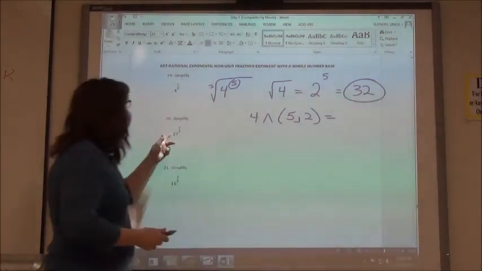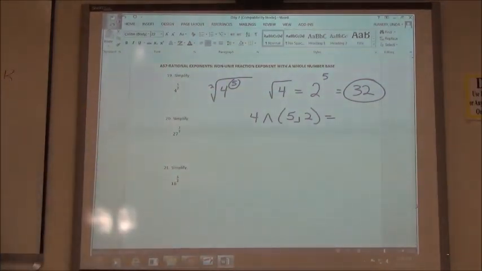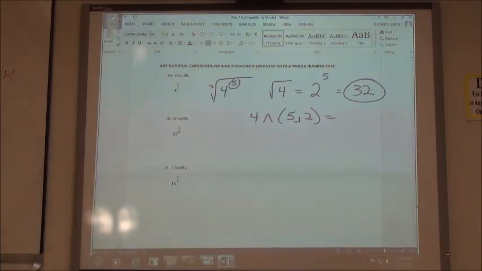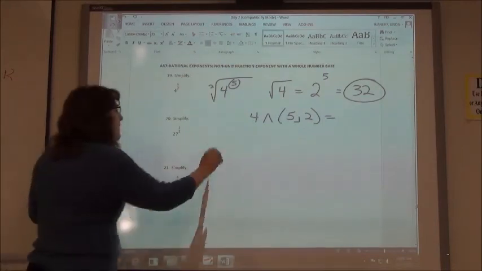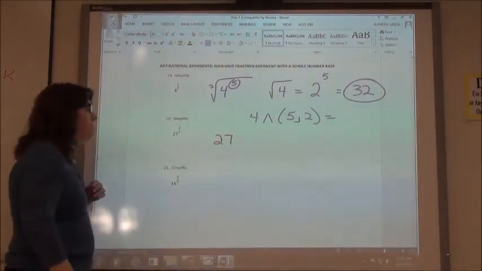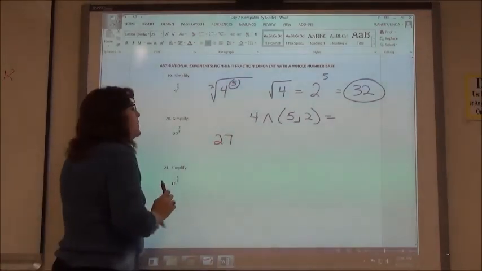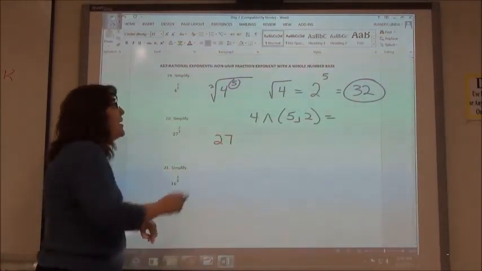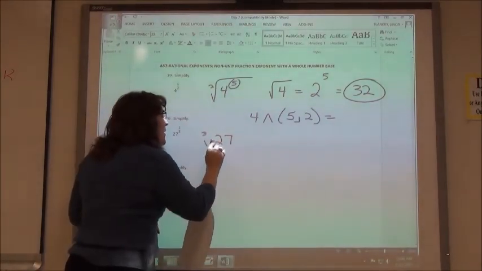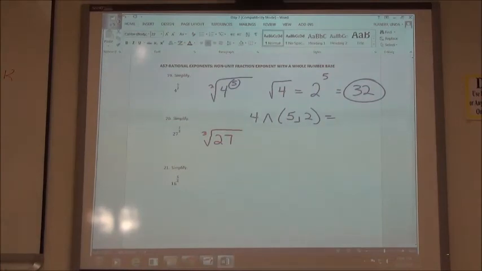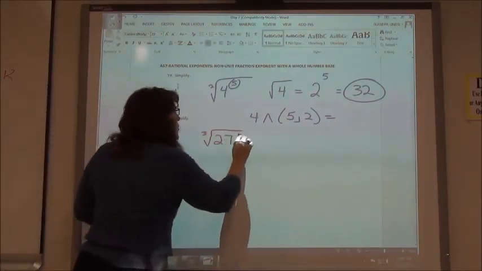So, number 20, rewriting that as a radical expression. How would I rewrite it as a radical expression? 27 to the power 2 thirds. Where does the 3 go? It goes in the index, so it's called the cubed root. Cubed root of 27 to the second power, right?